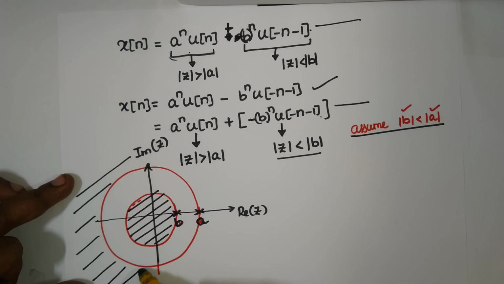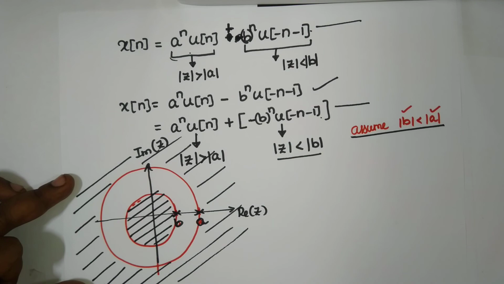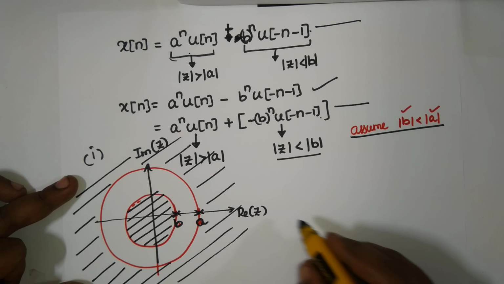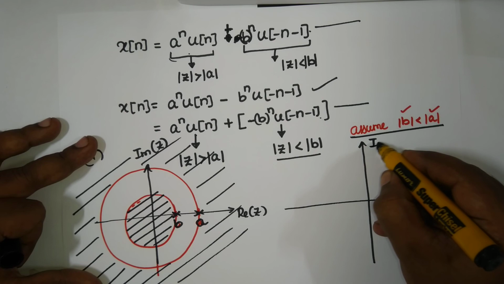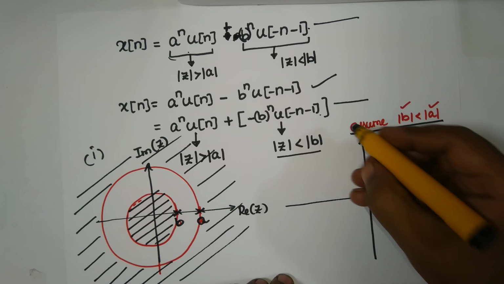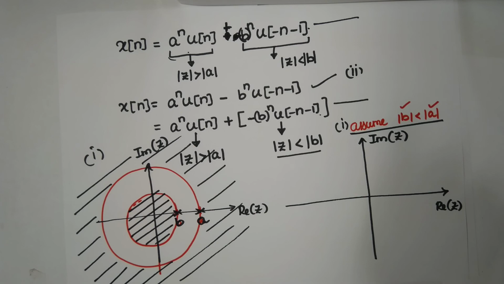Now which one do you think is correct? This is my case 1. Let me go for case 2. So again I have a complex plane, or my Z plane. Z is a complex quantity. Now this is case 1, and case 2 we take like this. Let us assume case 2 is this.